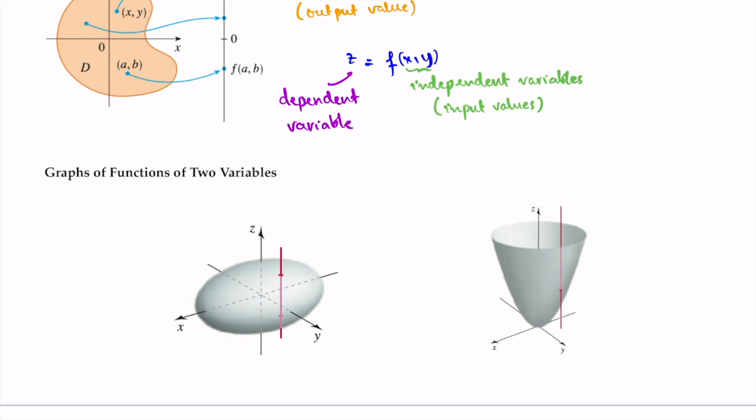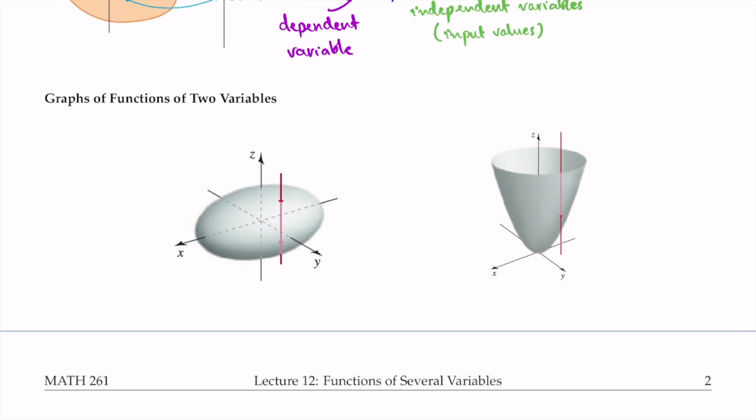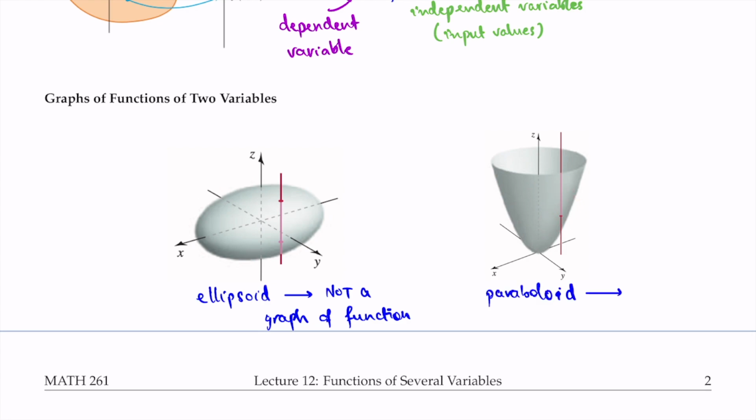That is, if the graph intersects a vertical line at more than one point, then the graph does not represent a function. For instance, in this case, you have two different graphs. The first one is called the ellipsoid. So this is not a graph of a function because it fails the vertical line test, right? The graph intersects the vertical line at 2 points. Whereas this image here represents the graph of a paraboloid, and it is the graph of a function.